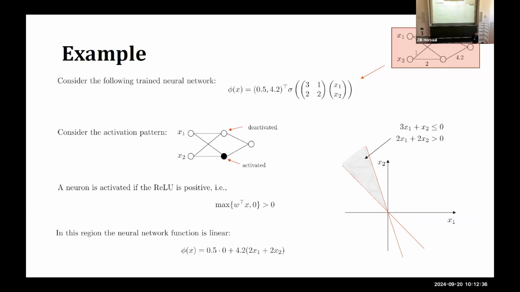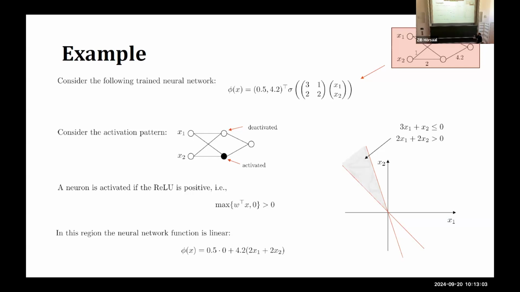And now what you can do is fix one activation pattern. Activation pattern means, let's go for the hidden layer: this neuron is deactivated, this neuron is activated. What does that mean? That means what's coming into this neuron must be smaller or equal to 0, because then the ReLU is deactivated. So this gives you this constraint here, right? You take the first row times x1, x2. This must be lower or equal to 0.